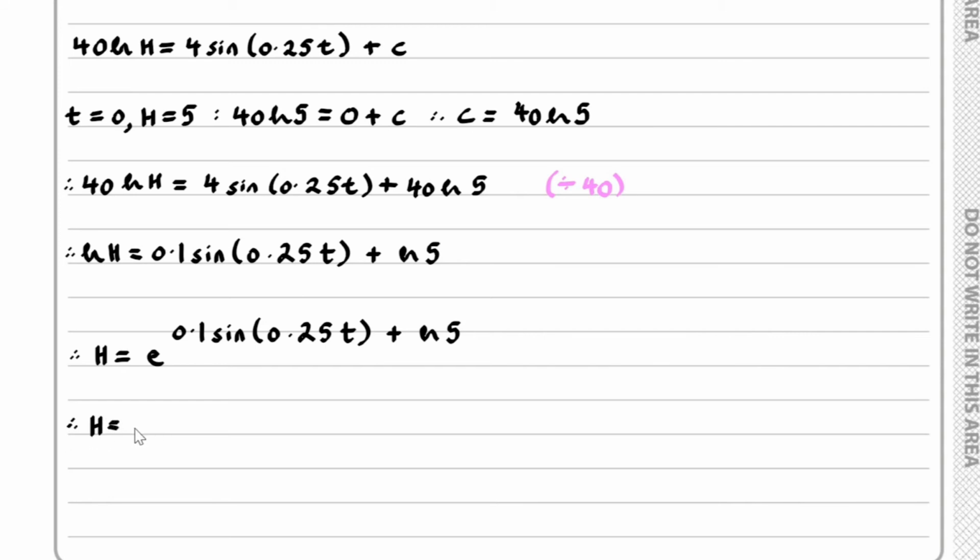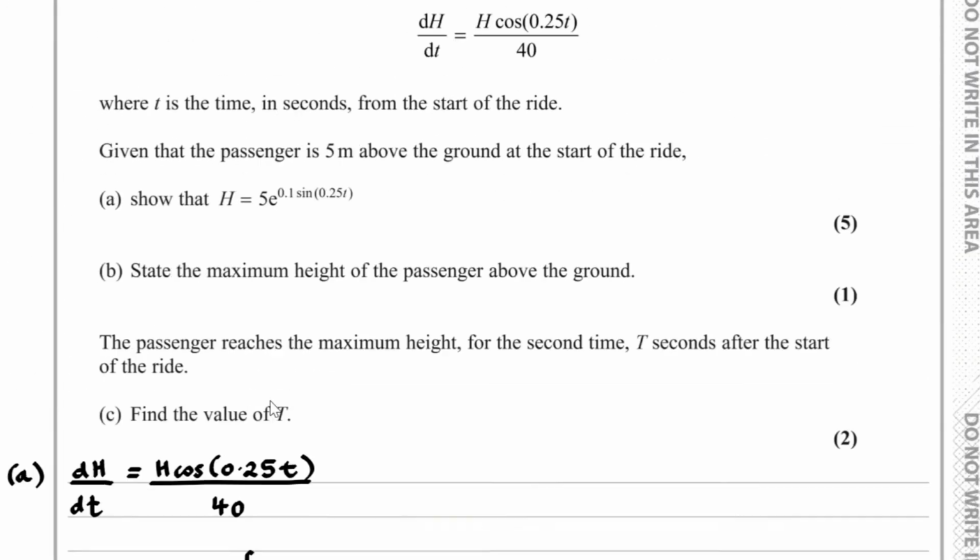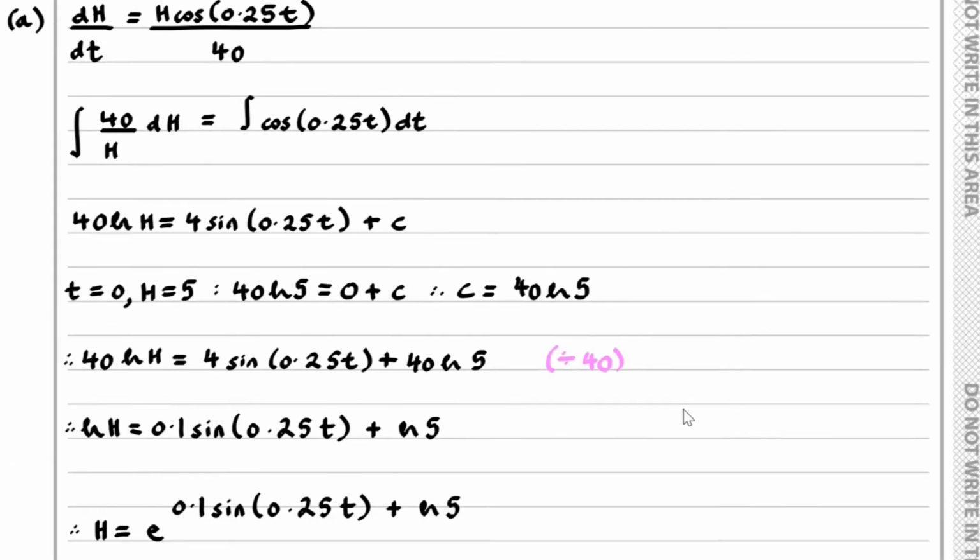So we have h equals e to the power of 0.1 sine of 0.25t times e to the power of the natural log of 5. And so therefore, in conclusion, we have h equals, well, e to the natural log of 5 is just 5, and then we have e to the power of 0.1 times the sine of 0.25t as our final answer. And then, for part B, we have to state the maximum height of the passenger above the ground.